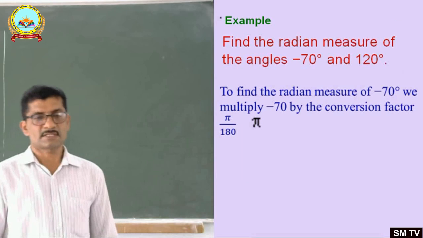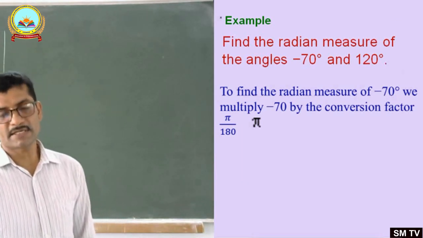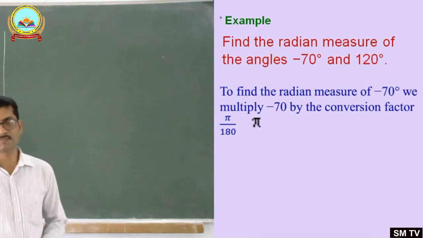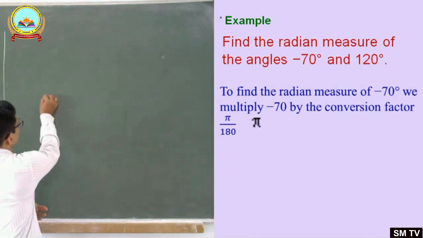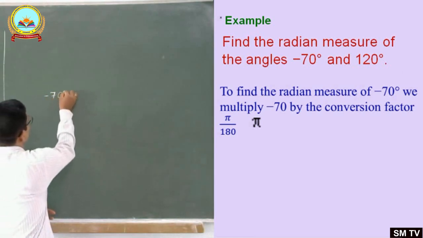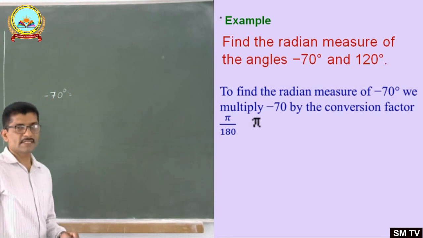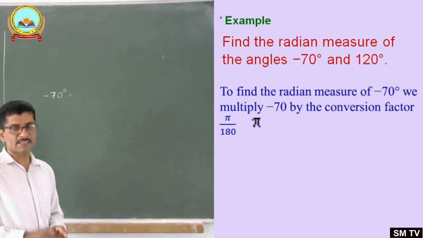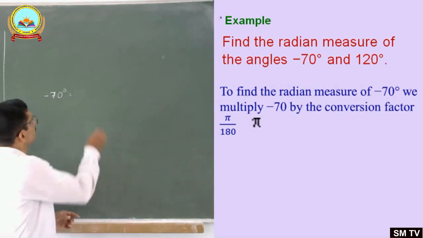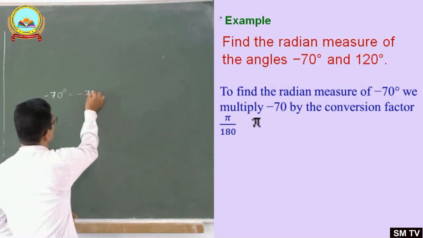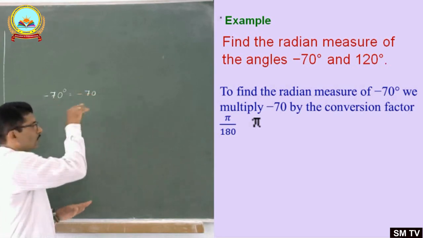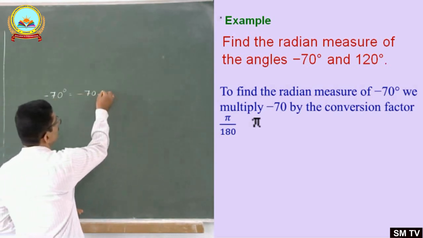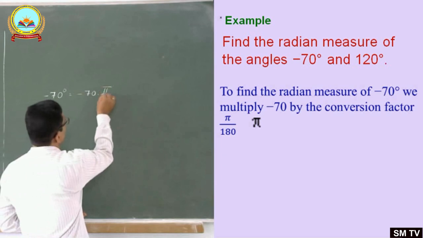Find the radian measures of the angles -70 degree and 120 degree. These are 1 mark questions separately. The first question: -70 degree is converted into radian measure. Here the minus is indicated by the measurement being in the clockwise direction. This -70 is multiplied by the conversion factor pi divided by 180.